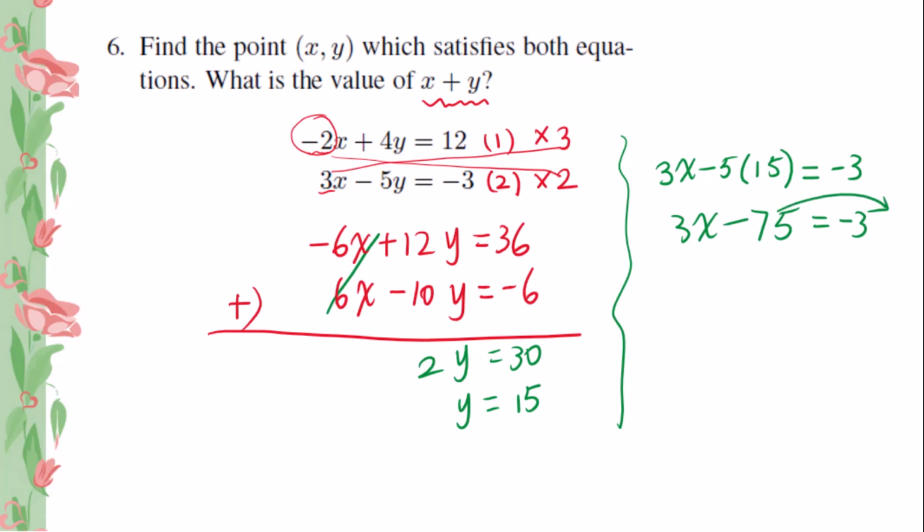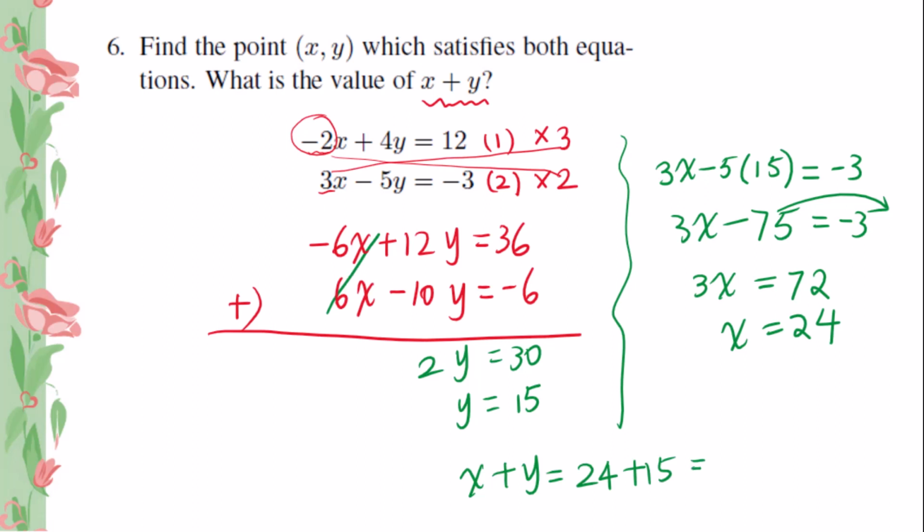Add 75 on both sides. 3x equals 72. Divided by 3 on both sides, x equals 24. So x plus y equals 24 plus 15 equals 39.